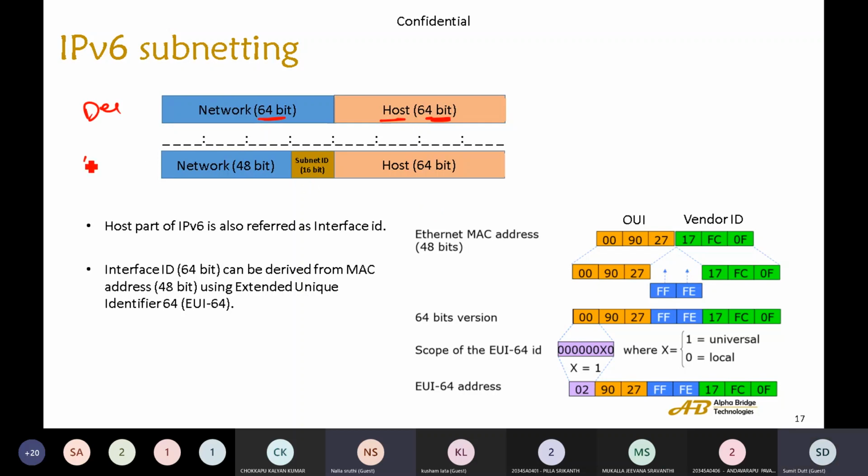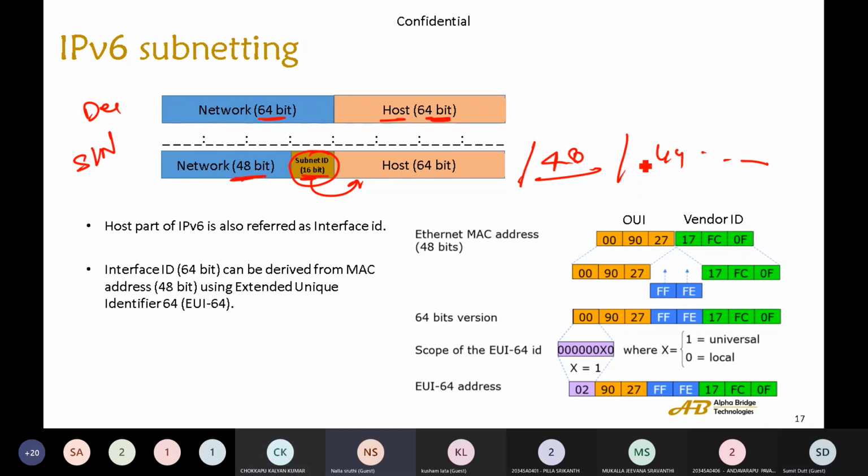Now let's talk about subnetting. If we want to reduce the number of network bits and increase the number of hosts, we can borrow some bits into the host. If I borrow 16 bits, it will become 48. So the new subnet mask will be /48, or if I borrow another 4, /44, and so on. It is as simple as that in IPv6. Am I clear?